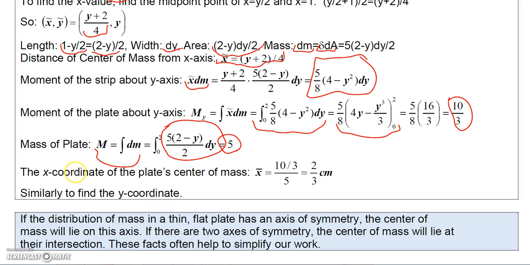And so the x coordinate of the plate's center of mass is again the same value as it was before. It should be the same in both cases. So it's 10/3 divided by 5, which is 2/3 centimeter.